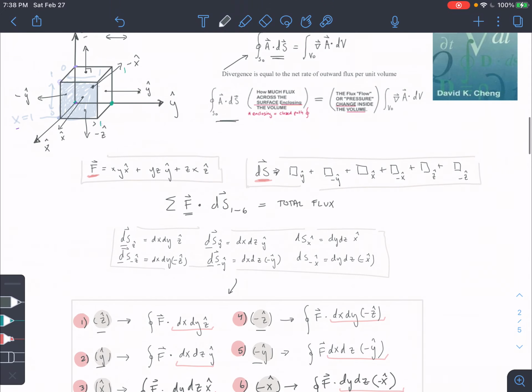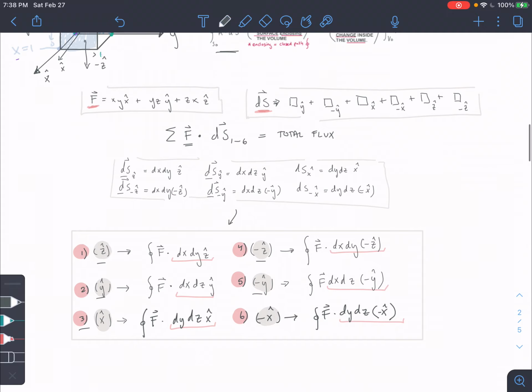So on the positive side, x equals 1. And then if we look at the back side, that negative side that we look at a little bit later, we notice that x equals 0 over here. So just keep that in mind.